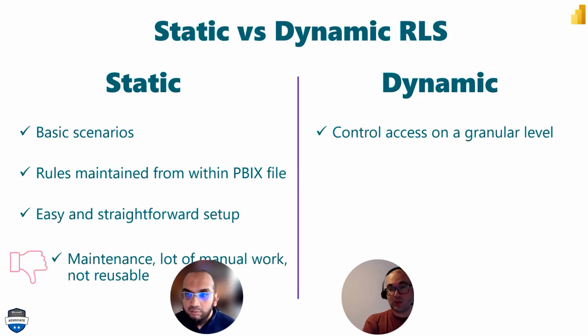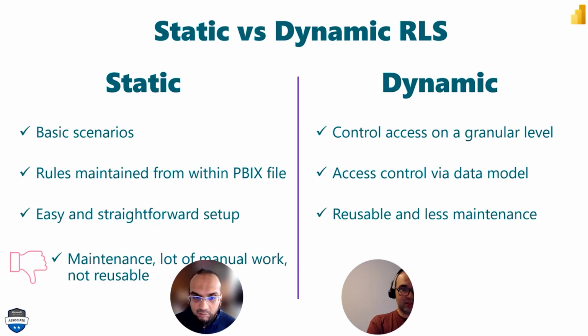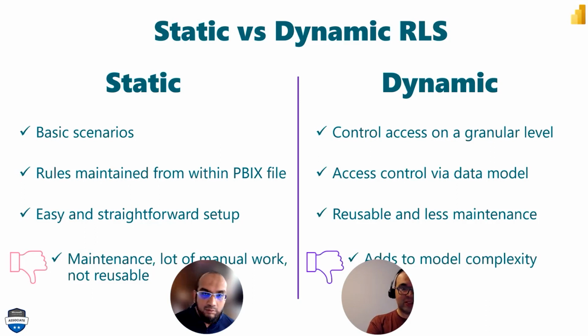You will be tested just on dynamic row level security, where essentially you control who accesses the data through the data model, so it's not fixed. The main benefit of dynamic row level security is reusability, and that once you set it, you don't have to maintain it as often as static row level security. But in the end, you are adding additional complexity to your semantic model.